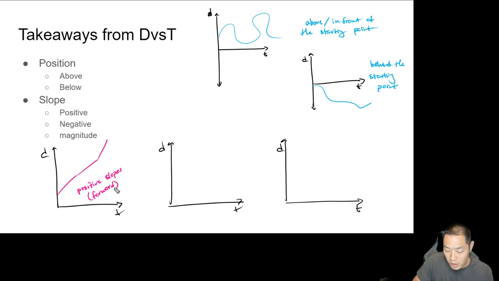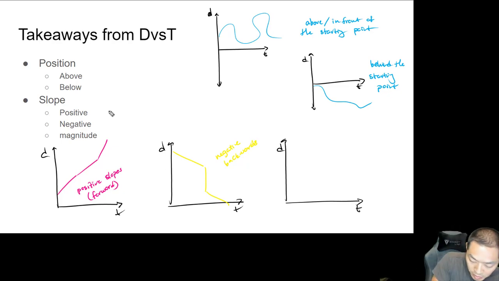Okay. You could also have negative slopes. And that means it's moving backwards. Okay. And you'll notice I did a couple things. Oh, one thing I forgot to add here is 0 slope. I apologize.